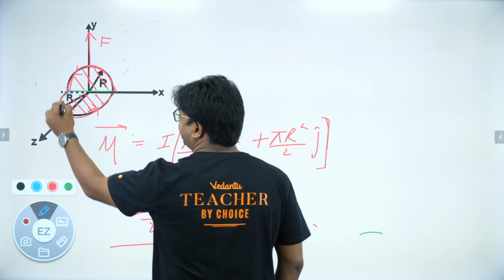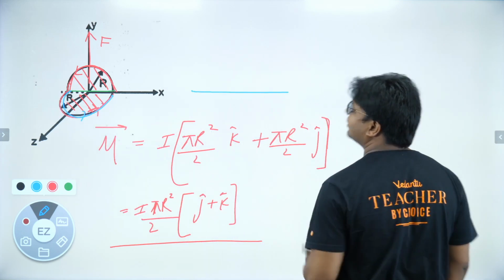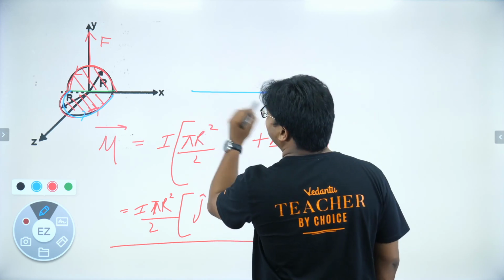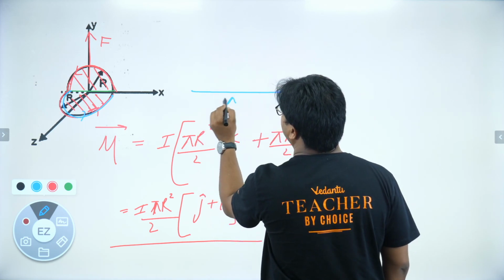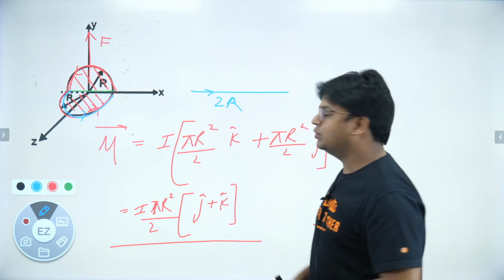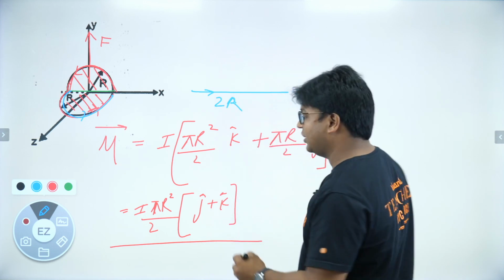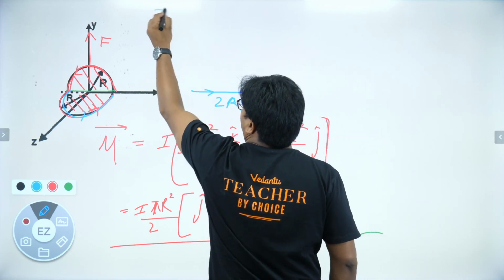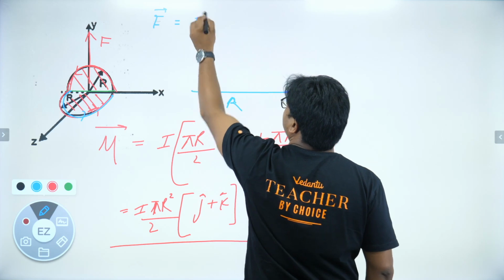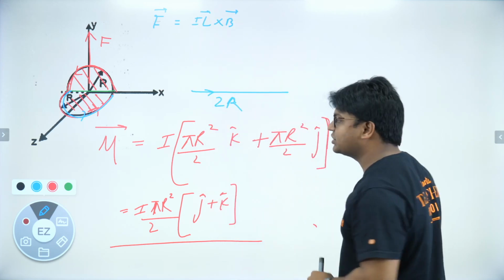To know magnetic force acting on this part, I'm going to draw a straight conductor, the length of which can be written as 2r. So 2r is in this direction, and I can use this expression, F is equal to I into L cross B. This expression can be used here.